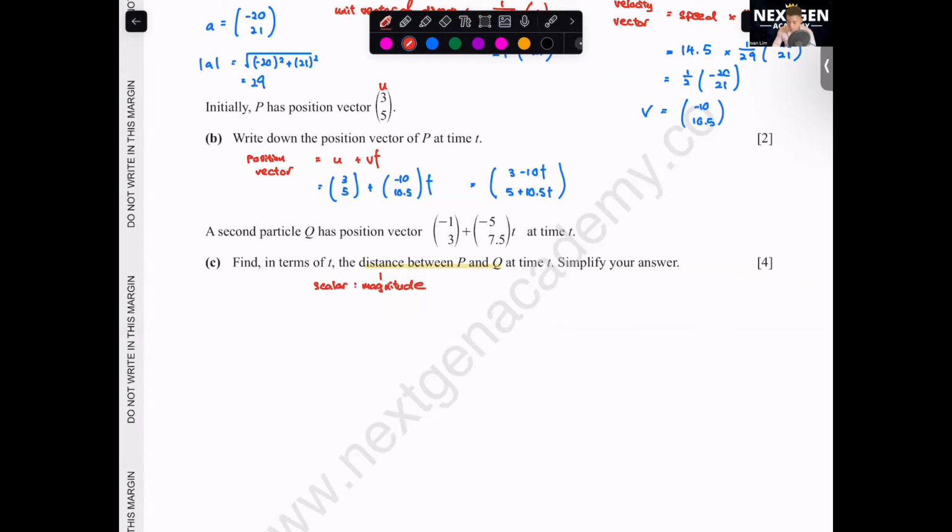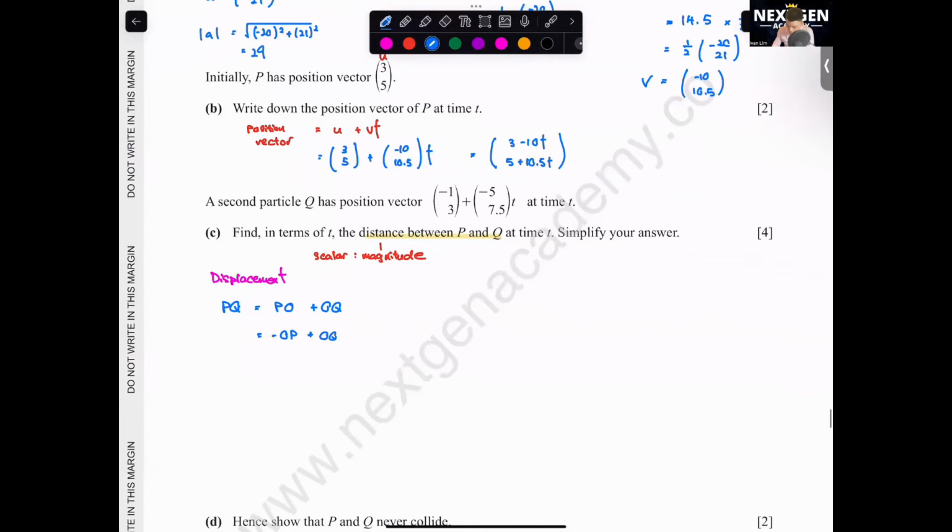We've got the position vector of P, we've got the position vector of Q. How do I get from position vector to distance? Position vector is a vector, and a vector has direction and magnitude. So we first have to find the displacement. The first part here is the displacement of PQ. What's the displacement of PQ? We can use PO plus OQ, which is negative OP plus OQ. Or if you prefer, OQ minus OP. I think this is what you all learn in your textbook.